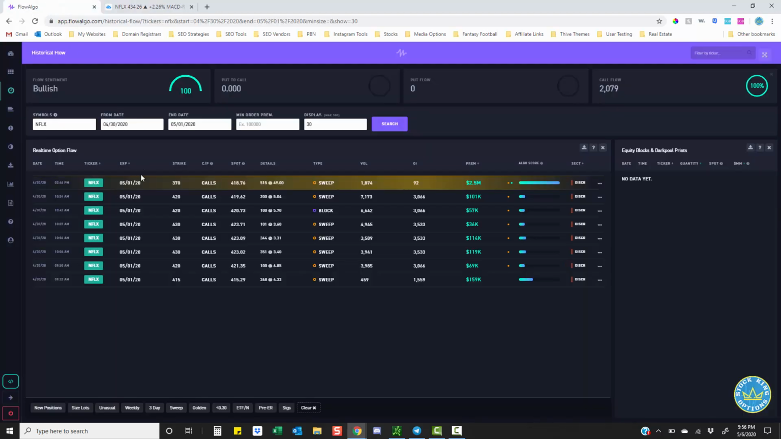That is the power of Flowalgo, and this is happening not only with Netflix, but with multiple trades on a daily basis. Just analyzing when these orders came in, basically following the smart money and trying to take advantage of the order flow that's coming in. So that's it for today, and I want to thank you.